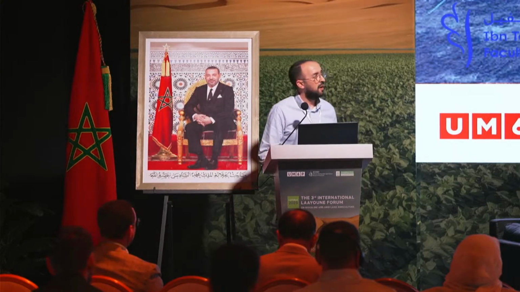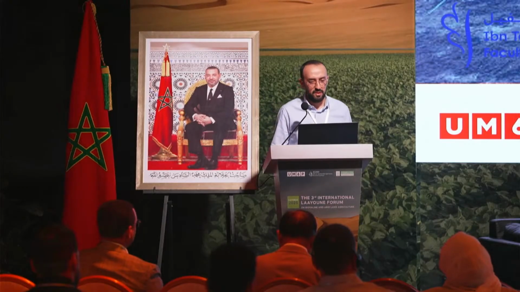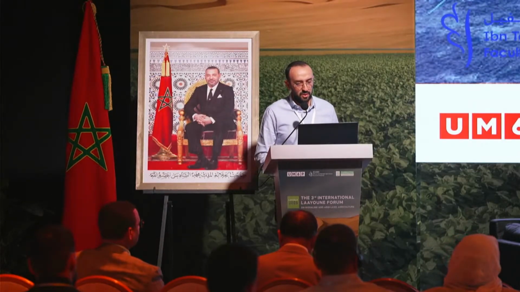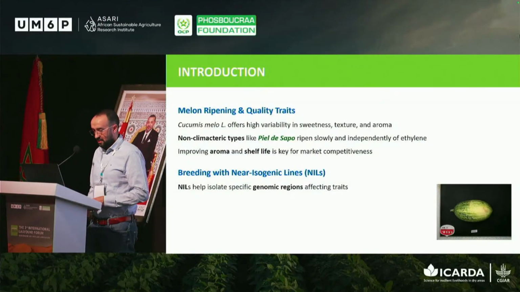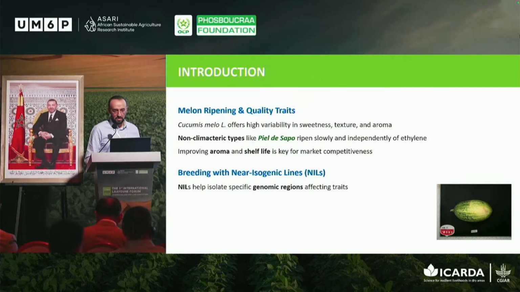Today I will present some of our results in this brief presentation entitled Differential Expression of Cucumis melo TCP15 and GDSL in non-climacteric melon during ripening. As you know, melon is an important crop with diverse quality traits like sweetness, texture, and especially aroma, and non-climacteric varieties such as Piel de Sapo ripen gradually and don't rely on ethylene. This makes it challenging to optimize both shelf life and flavor.